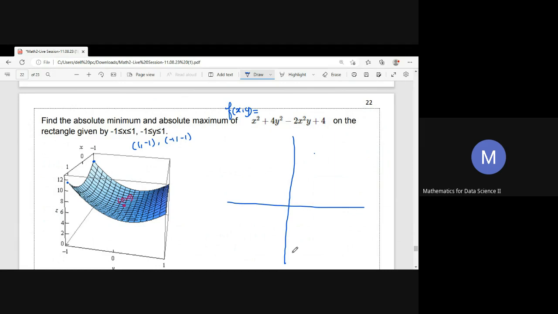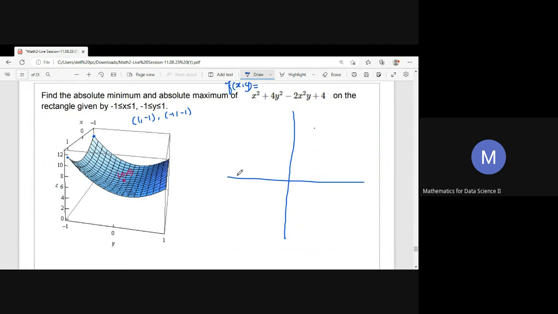Rectangle. What are the coordinates you are going to consider? -1 to 1 for the x value, and again -1 to 1 for y as well. Okay, so this is the square you are considering.